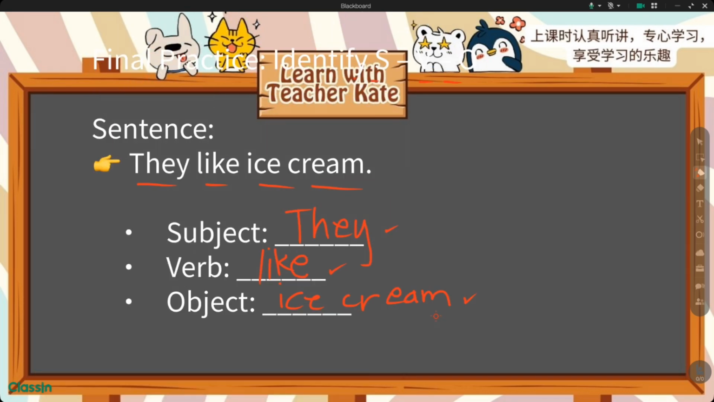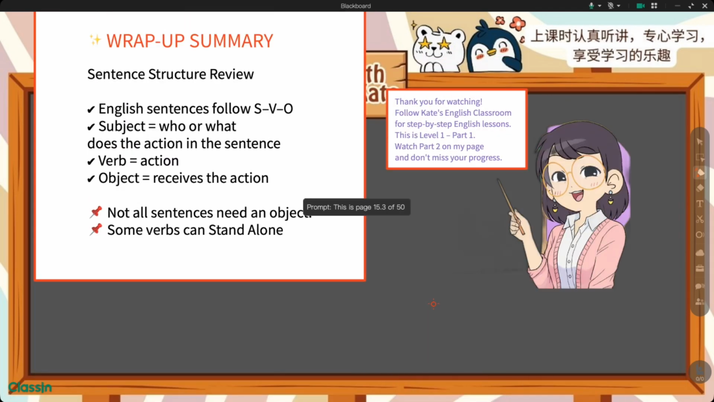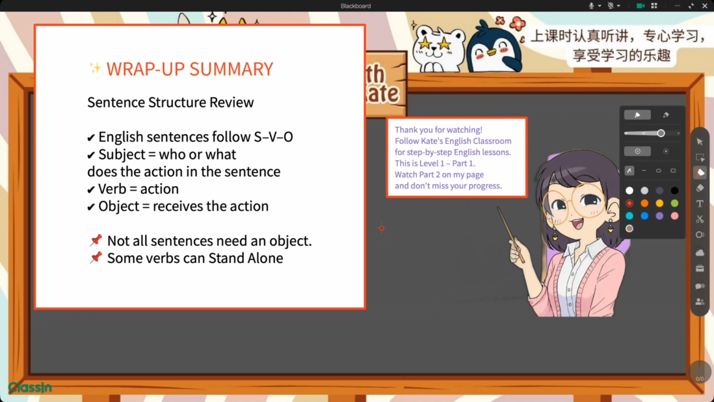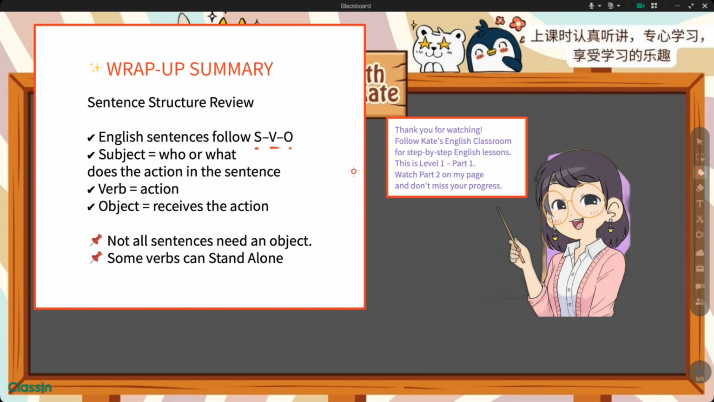That ends our lesson for today. Now let's review. In today's class, you learned how to make a sentence. Remember that English sentences follow subject, verb, object. Again, a subject is who or what does the action in the sentence. A verb is an action word like eat, run, swim.